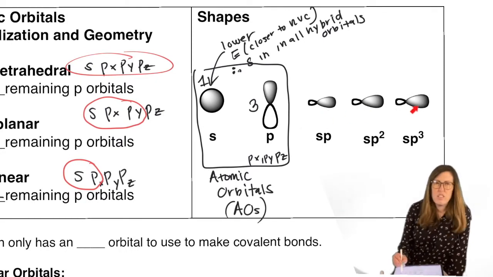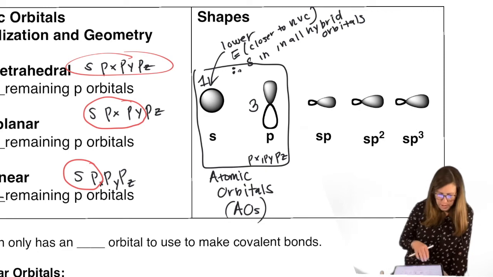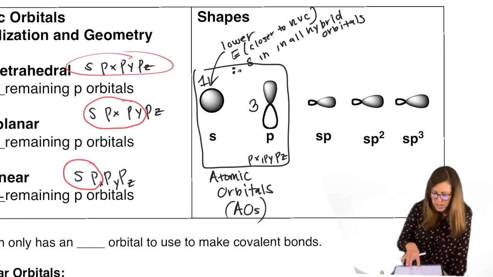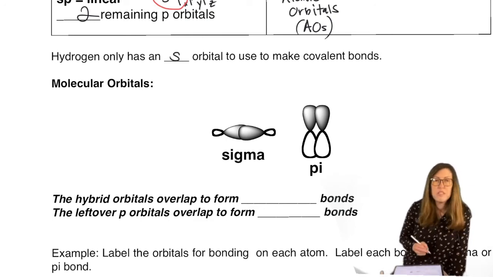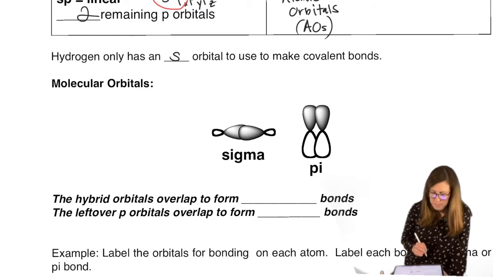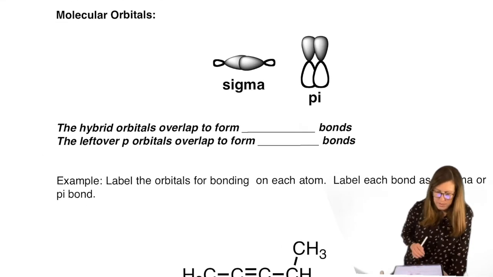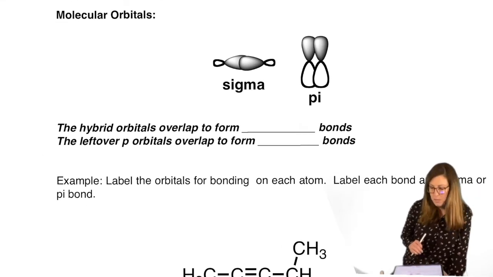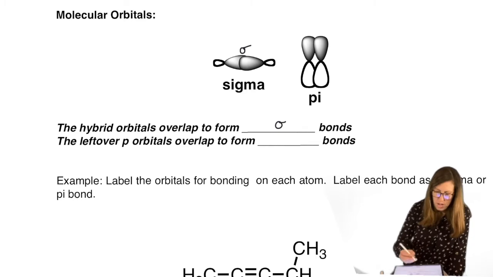Now, notice they actually look the same, whether they have more p contribution or not. Okay. The one exception to this is that hydrogen never uses p orbitals. It only has an s orbital, so it will never use a p orbital to make any bonds. So these are the 2 bonds you want to be familiar with when they make their overlap to make molecular orbitals. So a sigma bond comes from end-to-end overlap. So these are hybrid orbitals.